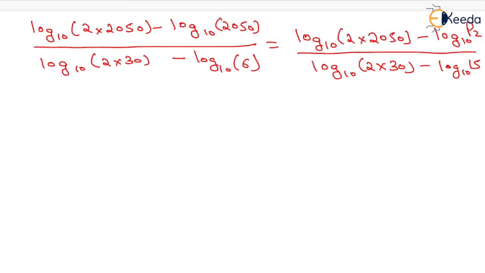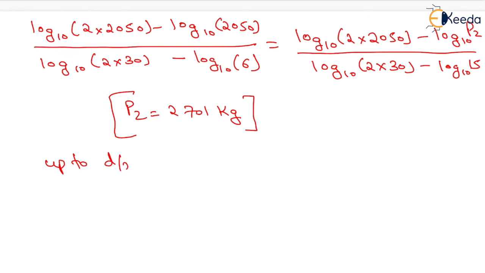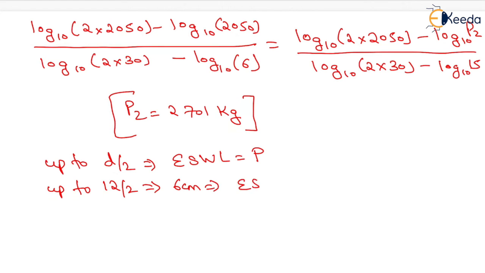Now after solving this, we will have the Pz value equal to 2701 kg, that is the equivalent single wheel load at a pavement thickness of 15 centimeter. Now we know that up to d by 2 depth, the equivalent single wheel load will be equal to P. Now up to 12 by 2, that is 6 centimeter, the equivalent single wheel load will be equal to 2050 kg, which is given in the question.